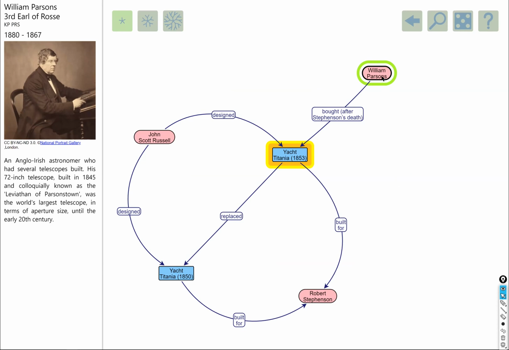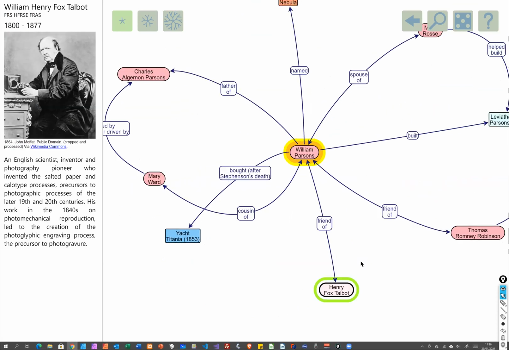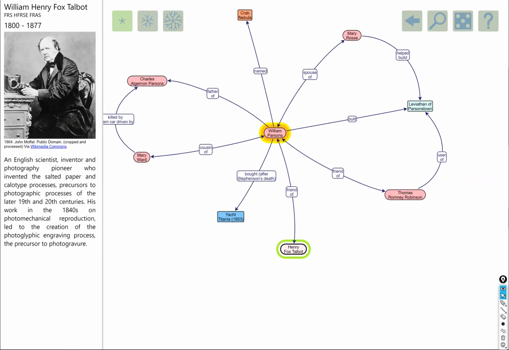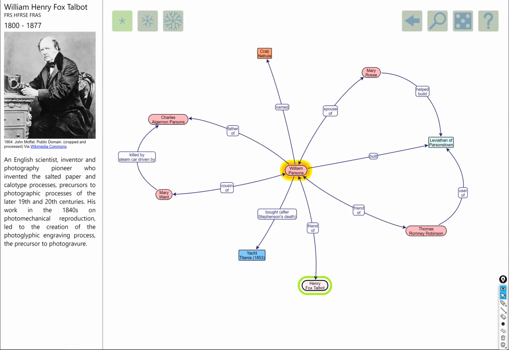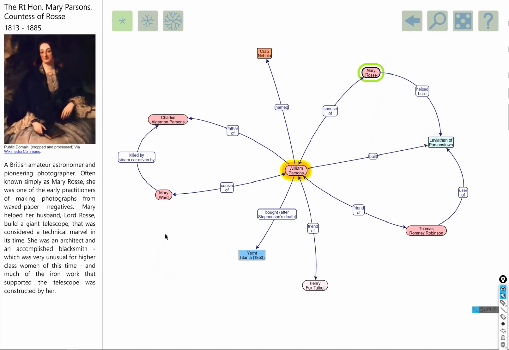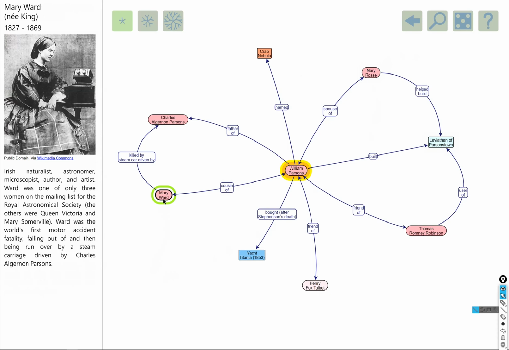So let's just have a look at his node. Whoops, let me just put it in the middle here. So he's got quite a few interesting connections. Here on the right is this Leviathan of Parsons Town, this huge telescope that he had built. But we're going to have a look at Mary Ross. No, we're not going to have a look at Mary Ross, sorry, wrong Mary. We're going to look at Mary Ward here on the left-hand side of the diagram.